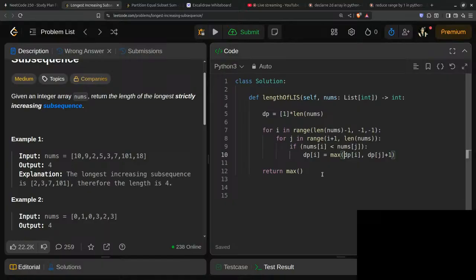Okay, here what does DP of I mean? Here DP I means subsequence starting from I. So DP of 0 will not hold the longest increasing subsequence. It has to include I. So that's why the pick don't pick method will not work.